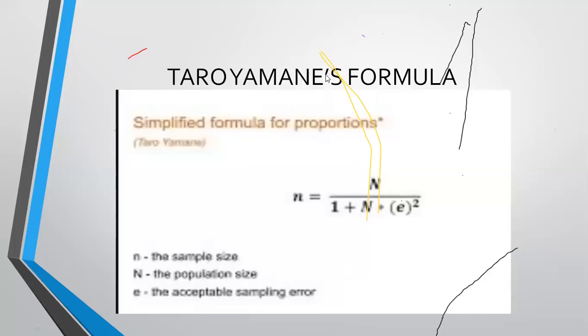Yes, I've seen people doing the calculation. You are right, Adebite, you are right. Yes. So we have 333 samples to use for that research work. That is it about Taro Yamane's formula.